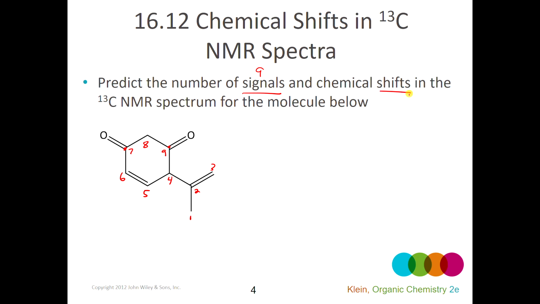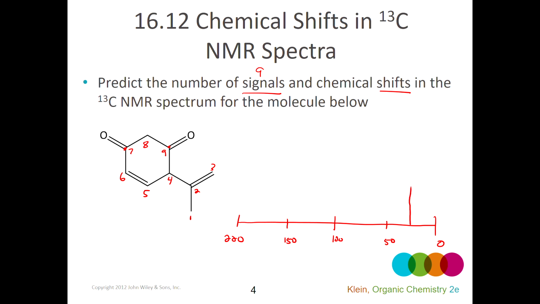If I want to predict the shifts between 0 and 220, where right around here is probably roughly 100, this would be roughly 50, here it could be 150. So looking at carbon 1, where would it be? Well, it's an sp3 hybridized carbon. It might be a little bit deshielded due to being next to this pi bond. But there's no highly electronegative atom right near it, so I expect that to be somewhere between 0 and 50.